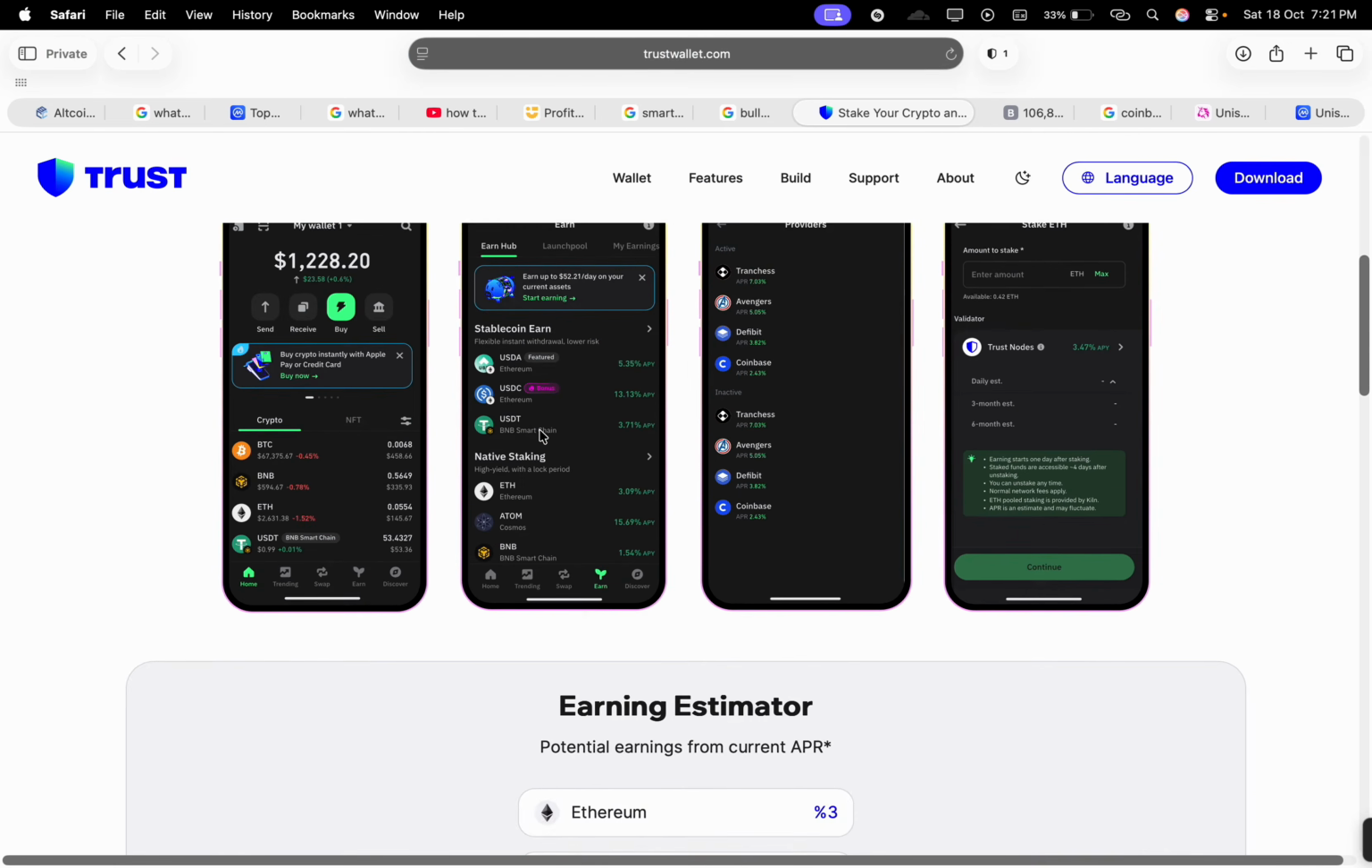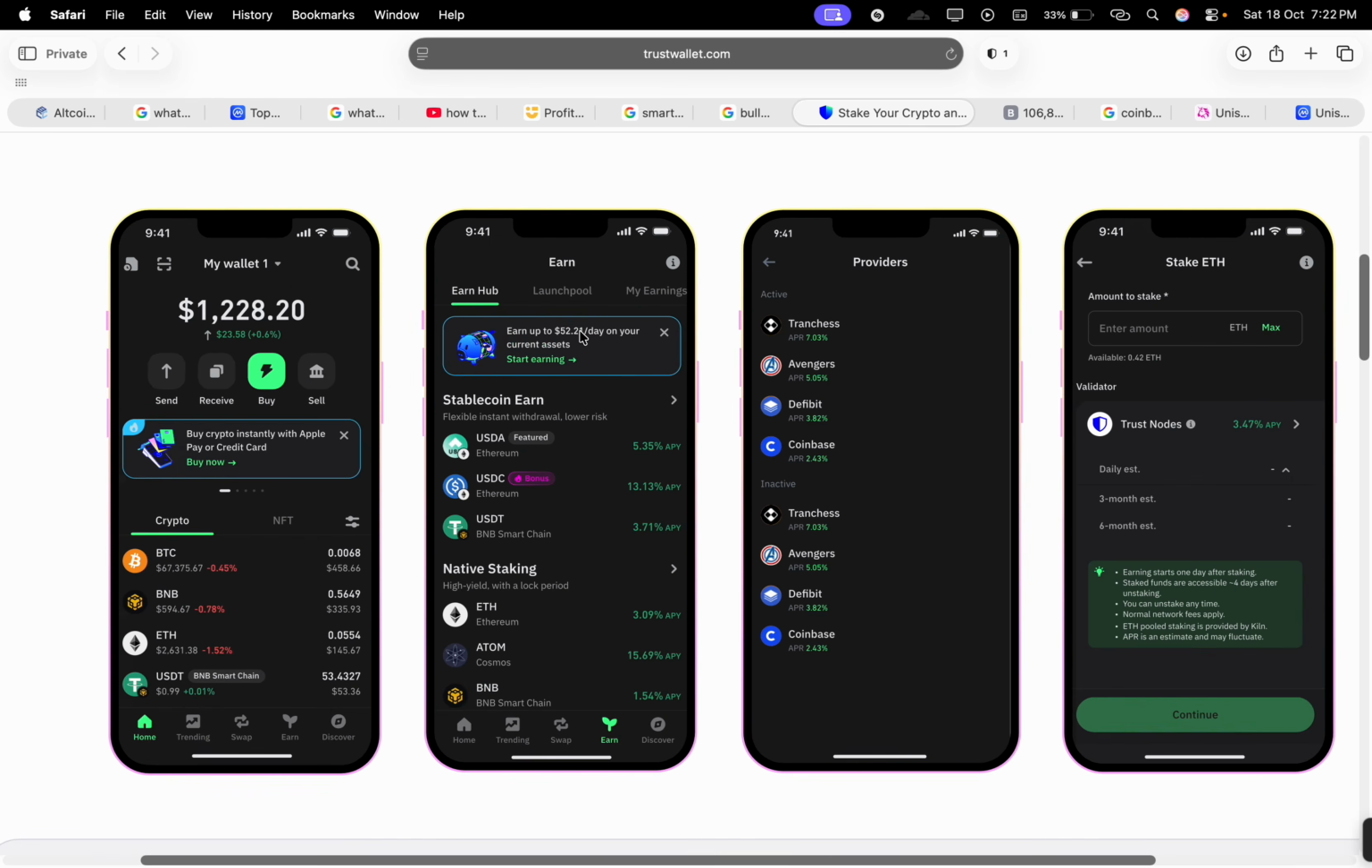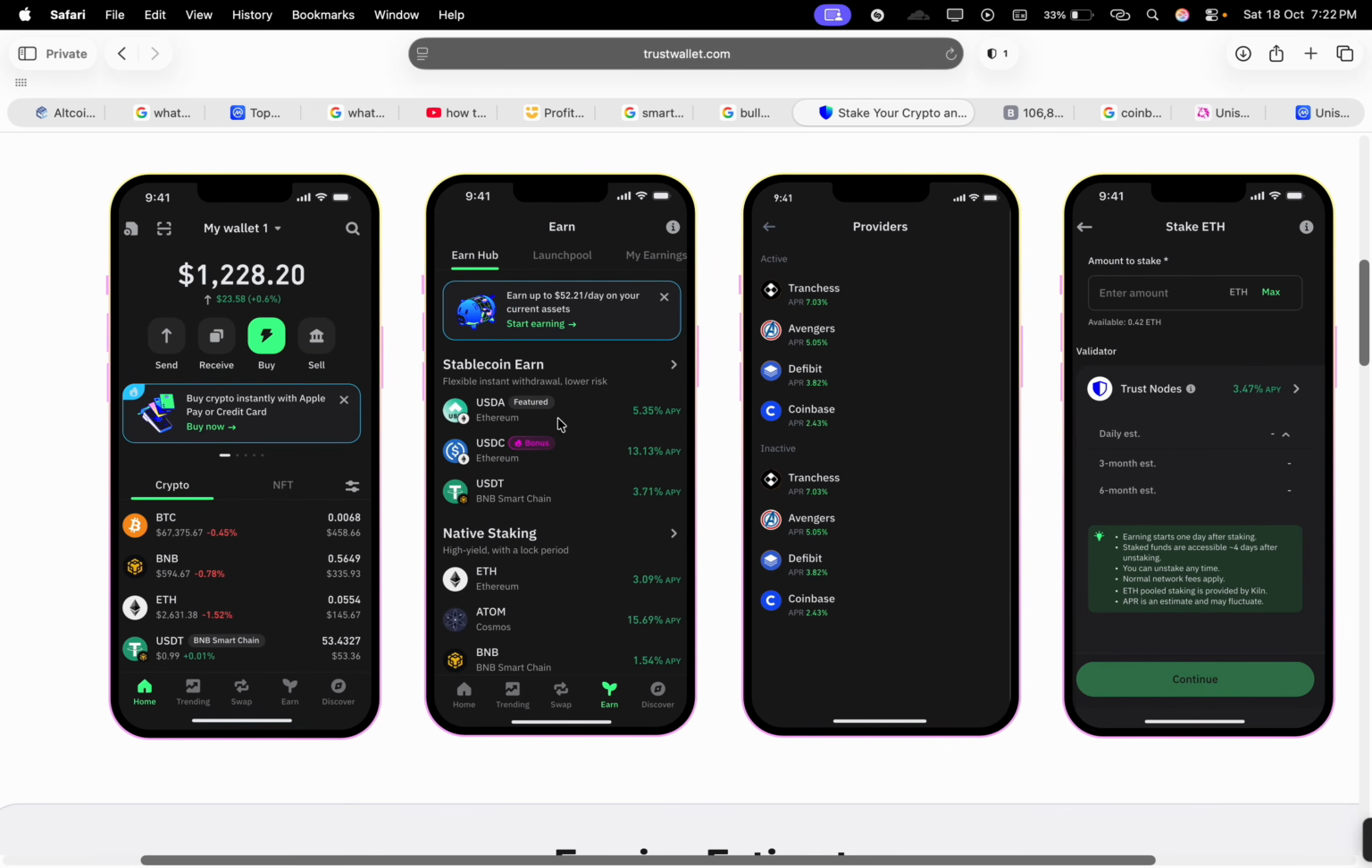Staking means you are locking your tokens, whatever tokens you have, Bitcoin, Ethereum, Solana. Tokens means cryptocurrency. You can lock your tokens here. That will support the blockchain network, support the miners, and be used in proof of stake networks, and you will get returns as rewards. You will get some interest. For example, if you lock your cryptocurrency here, you can see earn up to $52 interest per day on your current assets.